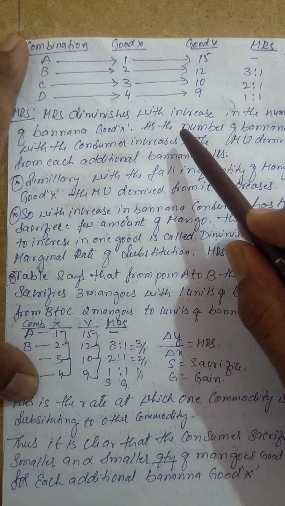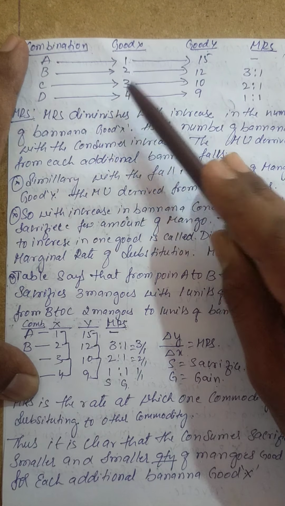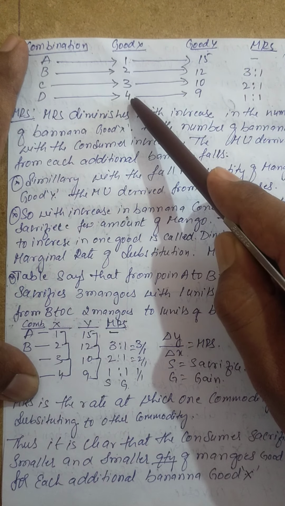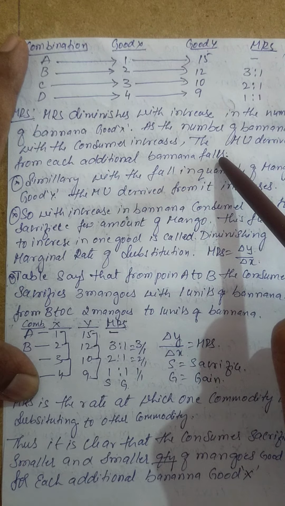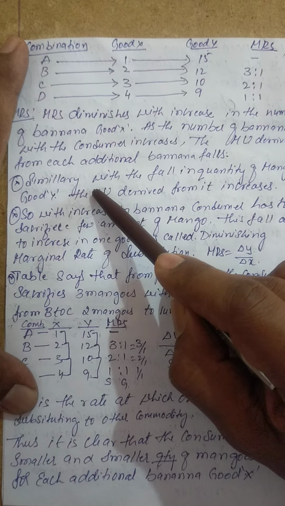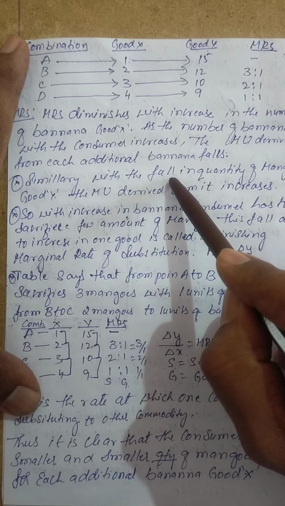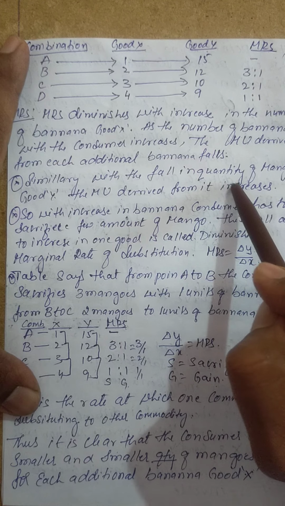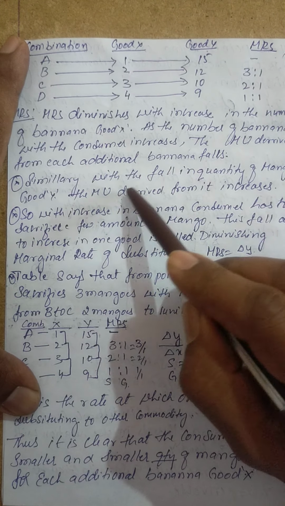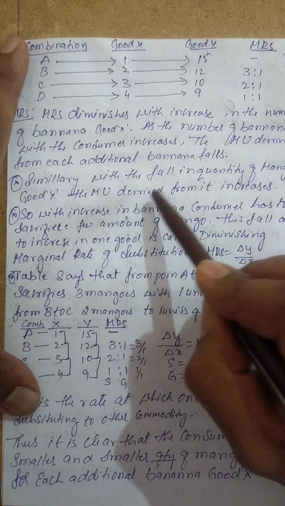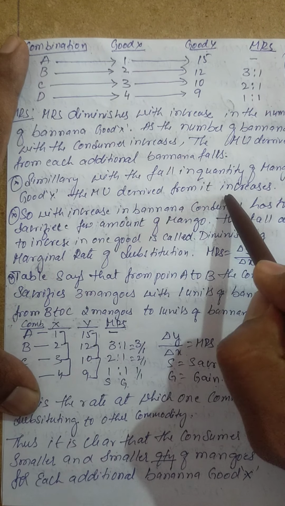As and when you increase the consumption level, the marginal utility derived from every additional unit of consumption will decrease. Understood? The same thing happens in good Y also. With the fall in the quantity of mangoes, good Y, the marginal utility derived from it increases.